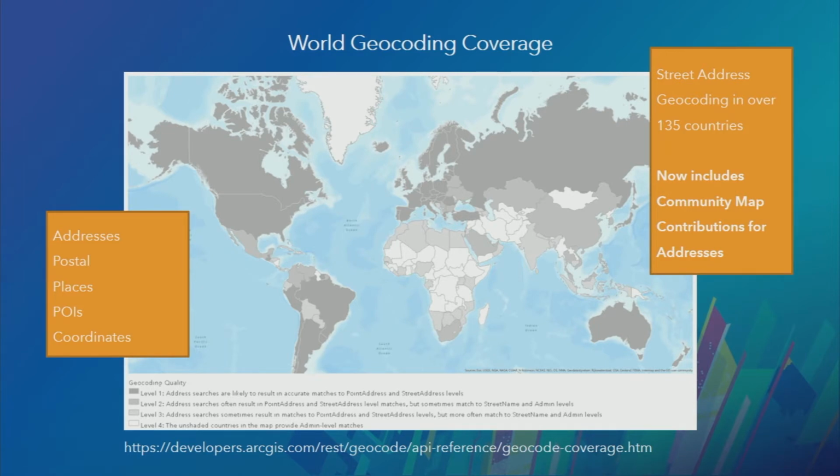And so this means that we've been working with a lot of local agencies who are curating local addressing content, and they're providing that to us, and we're now bringing that into our world geocoding capability. We released our first community contributions for addresses with our 2018 December release of ArcGIS Online, and we're continuing that constantly. We're going to have another release of our geocoding capability coming up this month, and that will again have even more community contributed address information.